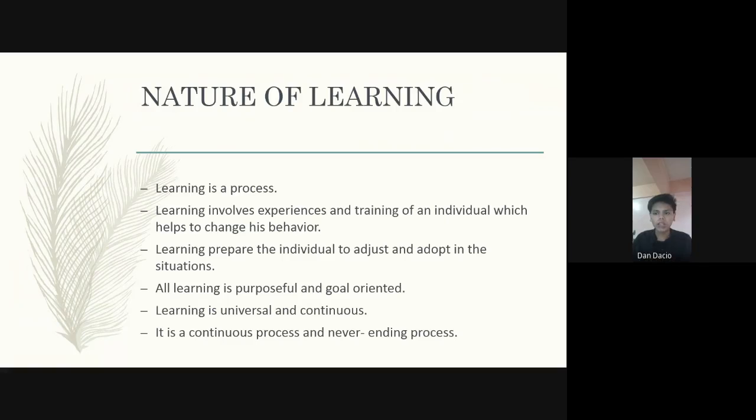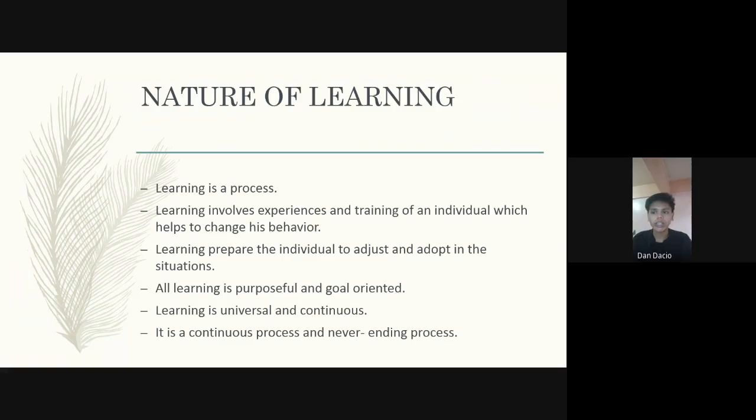Next is all learning is purposeful and goal oriented. Of course, we are studying because we want to learn something new. We want to acquire new knowledge. We want to add more knowledge. We want to know more about a specific topic or about a specific subject, and that is the purpose or the goal of learning, to acquire, to learn. That's why all learning is purposeful and goal oriented.